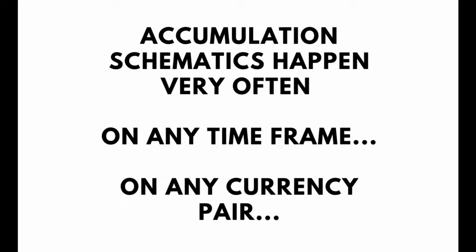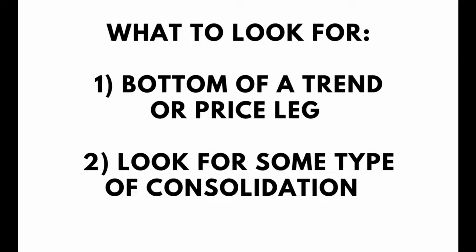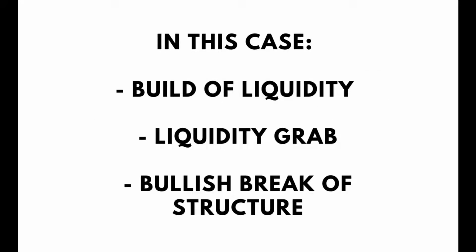and it's something you have to train your eye to look for. Generally, what you want to look for is number 1, a bottom of a trend or a price leg, and number 2, you want to start to see price consolidate a little bit and move sideways, which indicates it's engineering liquidity before we see a liquidity grab and then a break of structure telling us what direction price wants to move in. And in this case, it would be a liquidity grab to the downside, to then break structure to the upside, pull back to an order block, and we have an accumulation schematic play out very nicely.